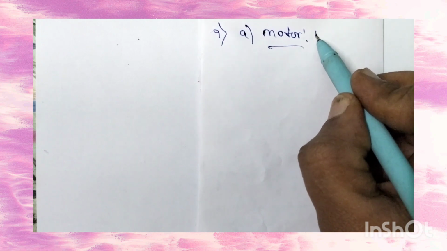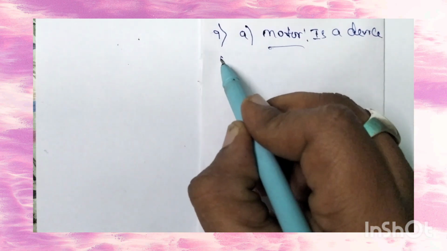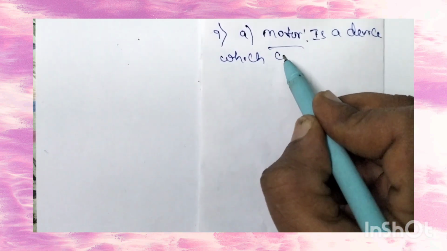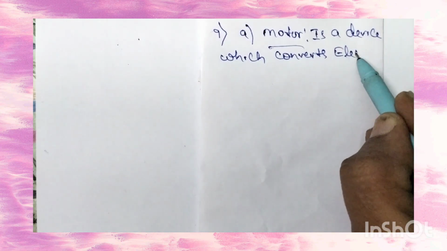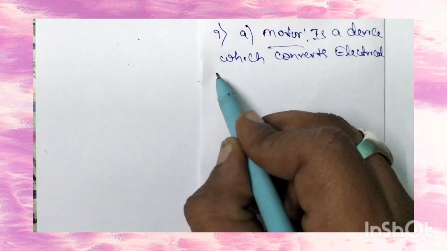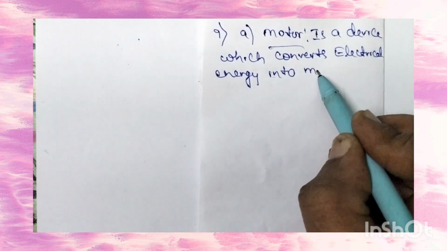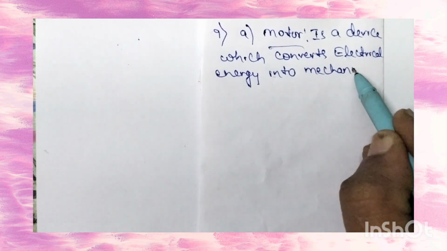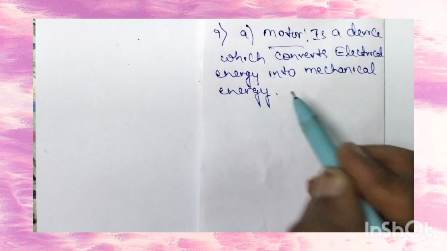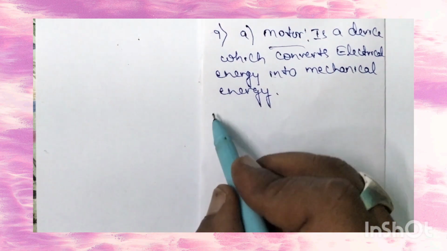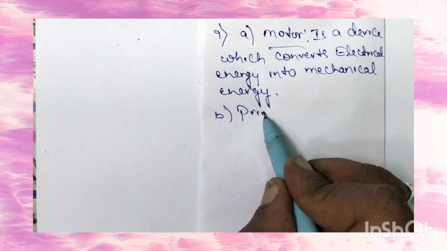What is a motor? So motor is a device which converts electrical energy into mechanical energy. A device which converts electrical energy into mechanical energy is called motor. This is motor. A question. In that one only B question is there. What is the principle of a motor?